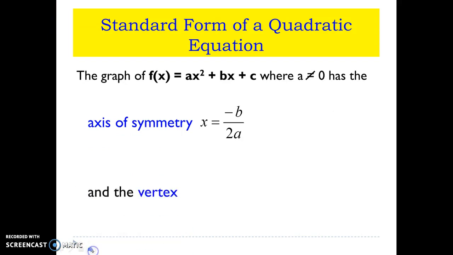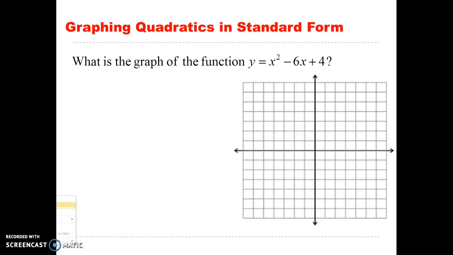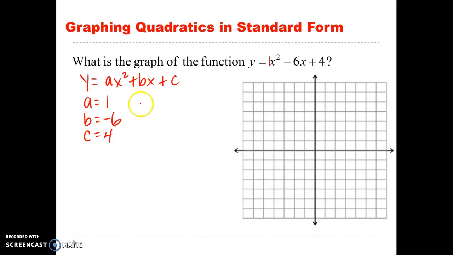Okay, so we already went through all of this. Okay, what is the graph of y equals x squared minus 6x plus 4? Okay, so we know y equals ax squared plus bx plus c. That is standard form. In this example, what is a? a is the number in front of x squared, so 1, because I just see a 1 right here. b is the number in front of x, so in this case it is negative 6. And c is 4. a and b are going to help me find the x-coordinate of my vertex because remember from last slide, x equals negative b over 2a. And then c is always my y-intercept. That is just something you need to memorize.